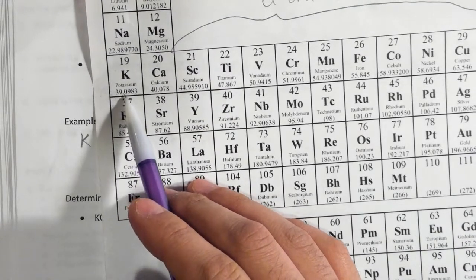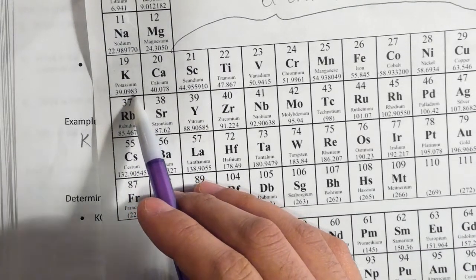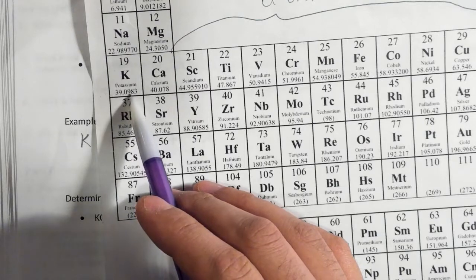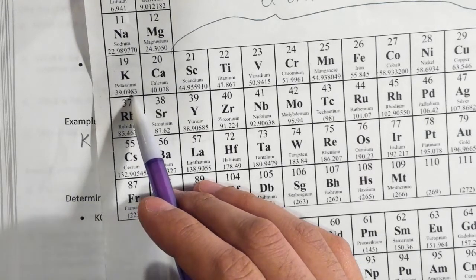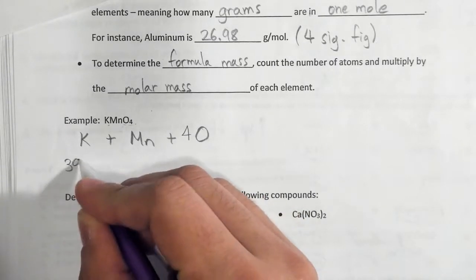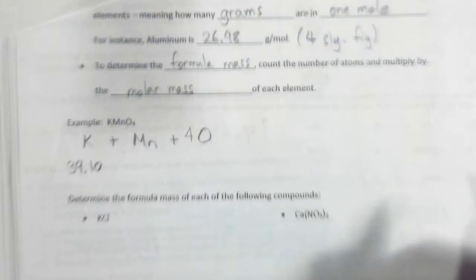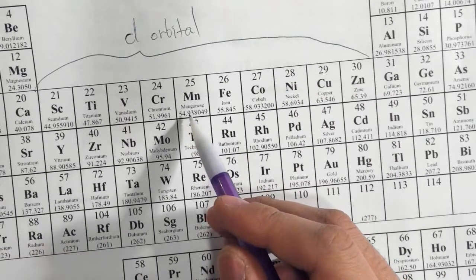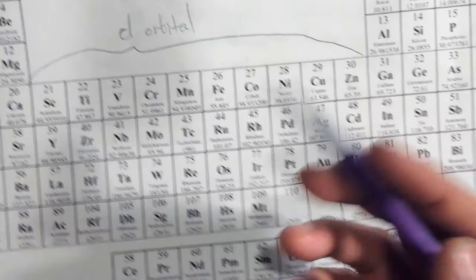Potassium is 39.0983, but we're going to round it to the 4th sig fig. So since it's 9 and this is higher than a 5, we're going to put 39.10 as its sig fig. Manganese. So manganese is 54.94.